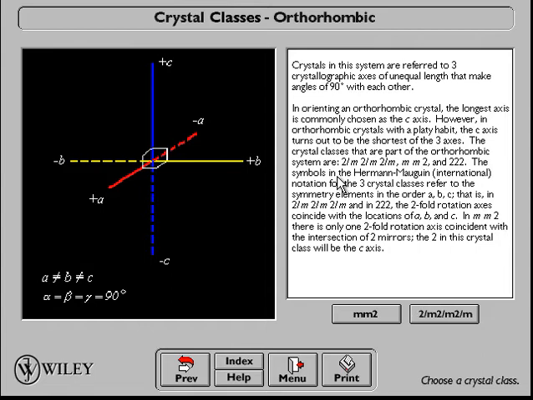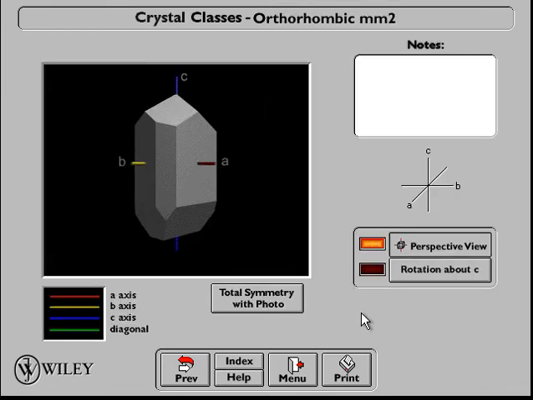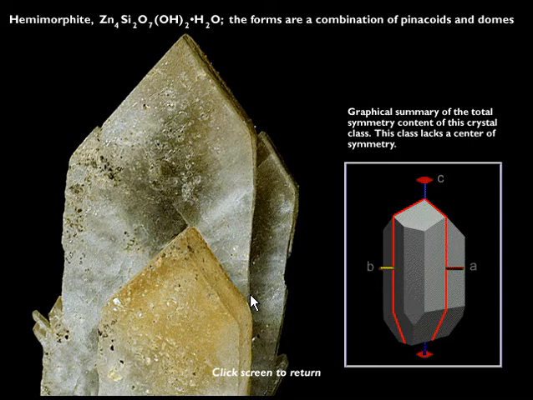So now we have here two examples: mm2 and 2/m 2/m 2/m. We are starting with mm2. At first we have here the z-axis, here the b-axis, and here the a-axis. At first I will show you the total symmetry with a photo. What we have here is hemimorphite, which is a zinc silicate with OH and also with water inside. The forms are a combination of pinacoids and domes.